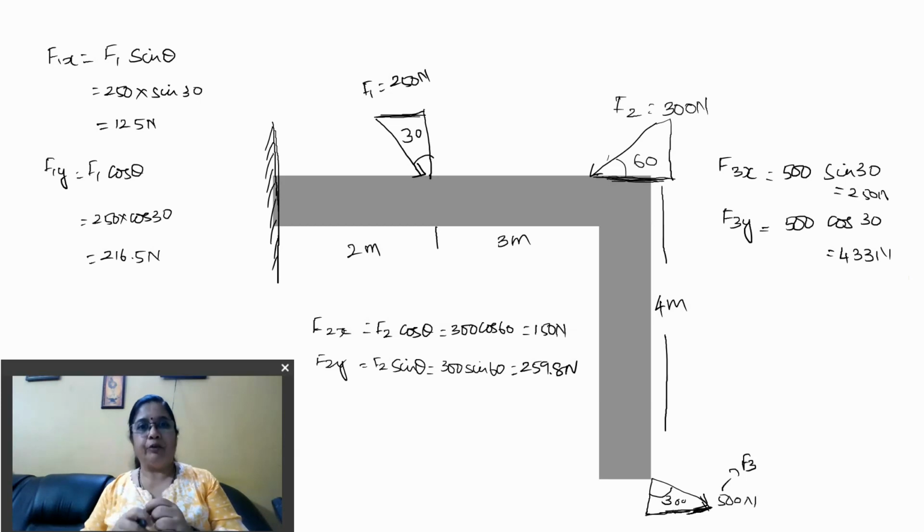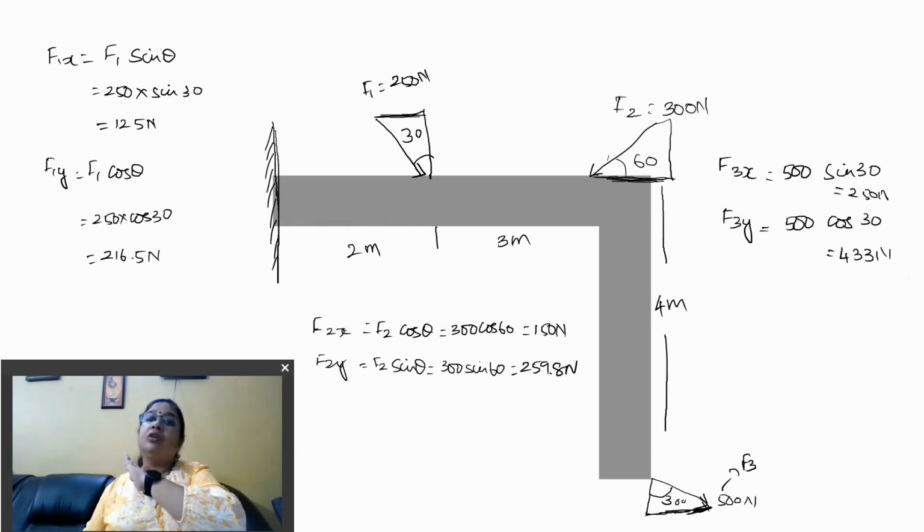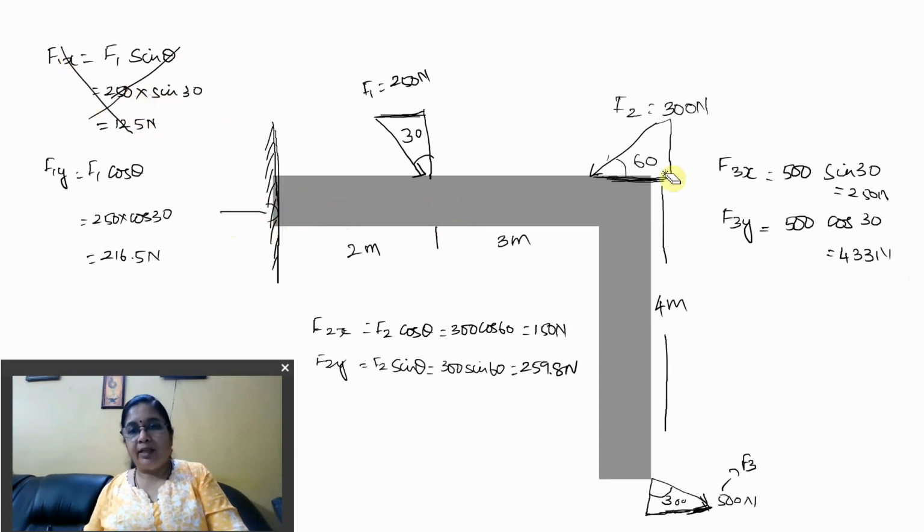What is the moment of a force? Moment of a force is the turning effect of a force. Now let us take F1x. X component is the component along this x direction. Now any force acting along this direction is not going to create a moment, which means we can do away with the x component of this. Similarly, look at the x component of F2. That is also acting along this direction, which is not going to create a moment. You can also do away with this.